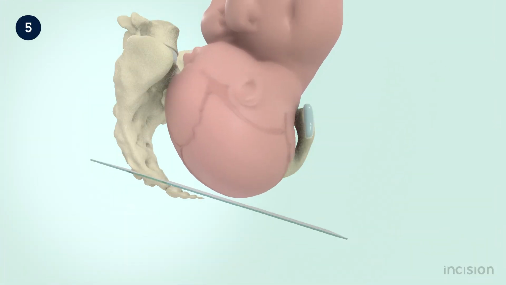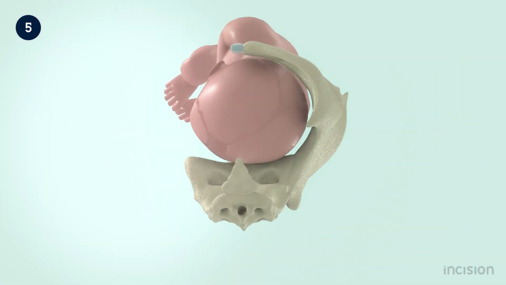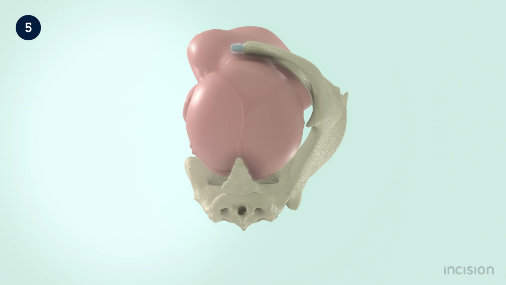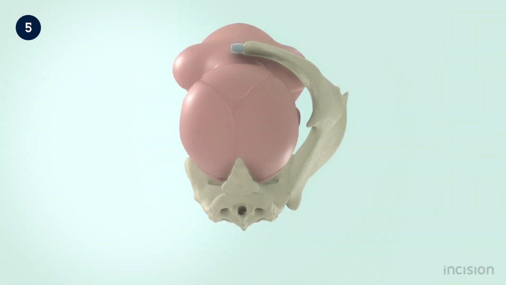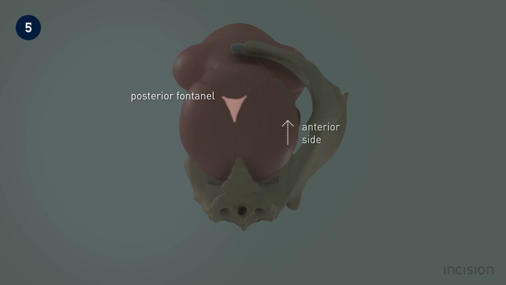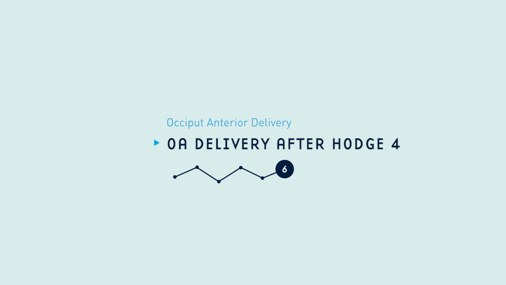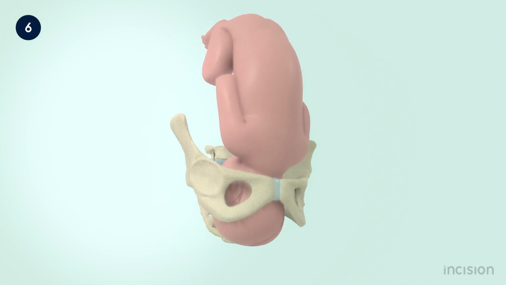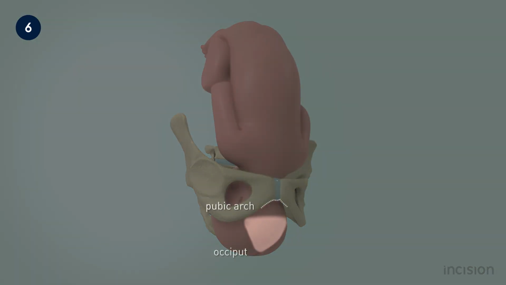When the head reaches Hodge 4, the presenting part is at the pelvic outlet. With descent progressing towards Hodge 4, internal rotation occurs, in which the occiput rotates to an occiput anterior position when reaching the pelvic outlet. When the head is at Hodge 4, the posterior fontanelle is felt anteriorly. After internal rotation of the head, further descent occurs until the occiput lies underneath the pubic arch.